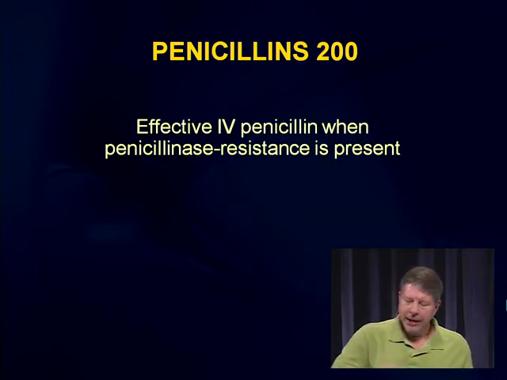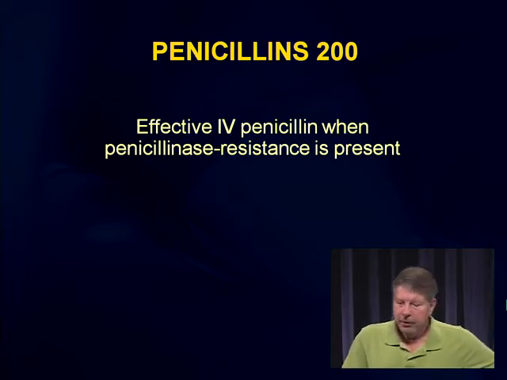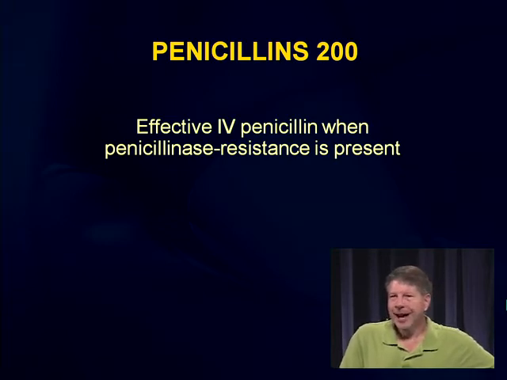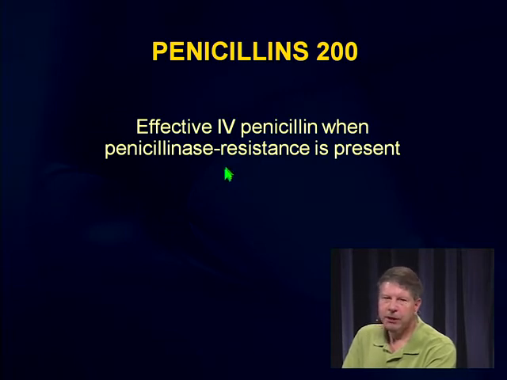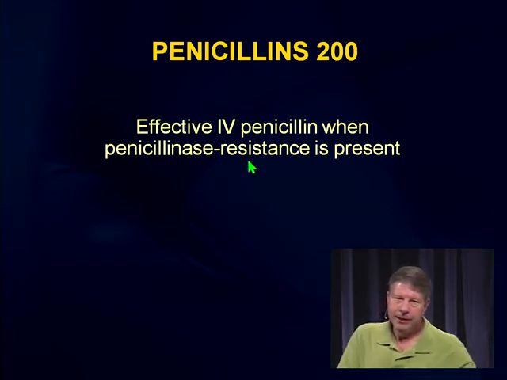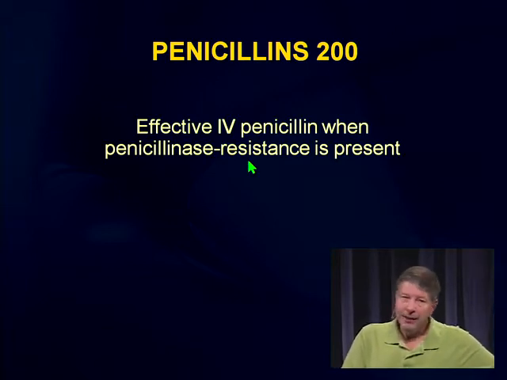They may try to get all fancy on you too and say, well, this organism has a penicillinase resistance. And all they're telling you is this is Staph aureus, methicillin-sensitive Staph aureus. So when we first came out with penicillin, it killed staph just fine. And then the organism got smart and developed a penicillinase, which caused the penicillin not to work. So what's the best IV penicillin to use against that? Okay, nafcillin or oxacillin. So look for nafcillin or oxacillin on the test for that.